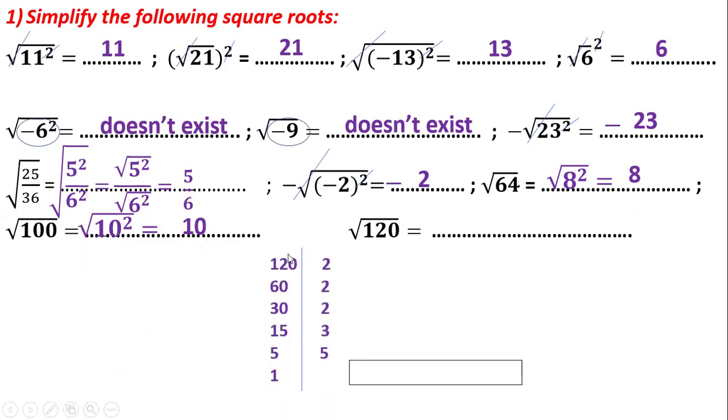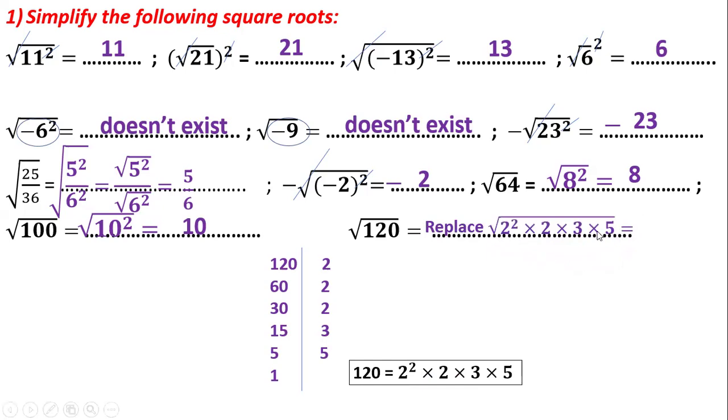This is the prime factorization of 120. I should write each 2 times 2 as 2 squared. We have 1, 2, so we keep it 2 squared times 2. We have 1, 3, so it's times 3. We have 1, 5, so it's times 5. These are the prime factors of 120. Now, these prime factors, we replace them inside the radical. So we write radical 2 squared times 2 times 3 times 5.